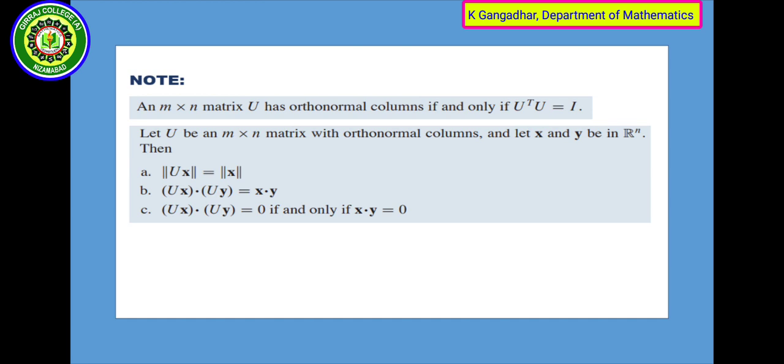So let U be an M by N matrix with orthonormal columns, and x comma y be in R to the power n. Then norm Ux equals norm x. Next, Ux dot Uy equals x dot y. Third, Ux dot Uy equals 0 if and only if x dot y equals 0.